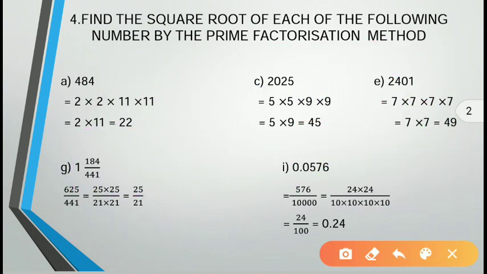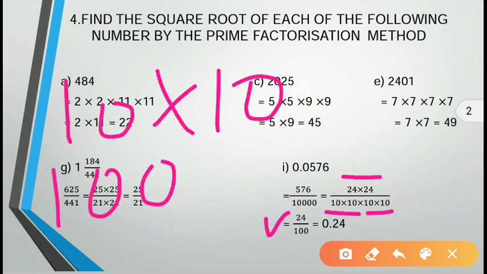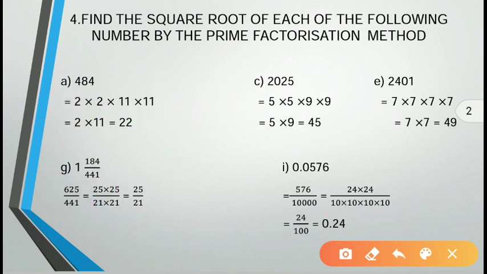This is one pair, and this is another pair in the denominator. In the numerator, 24 into 24 will make one pair. So from this you write only 1 times 24, and from the denominator, this is one pair, this is another pair. 10 into 10 will give you 100. Now 24 by 100, when you divide it, you will get 0.24.